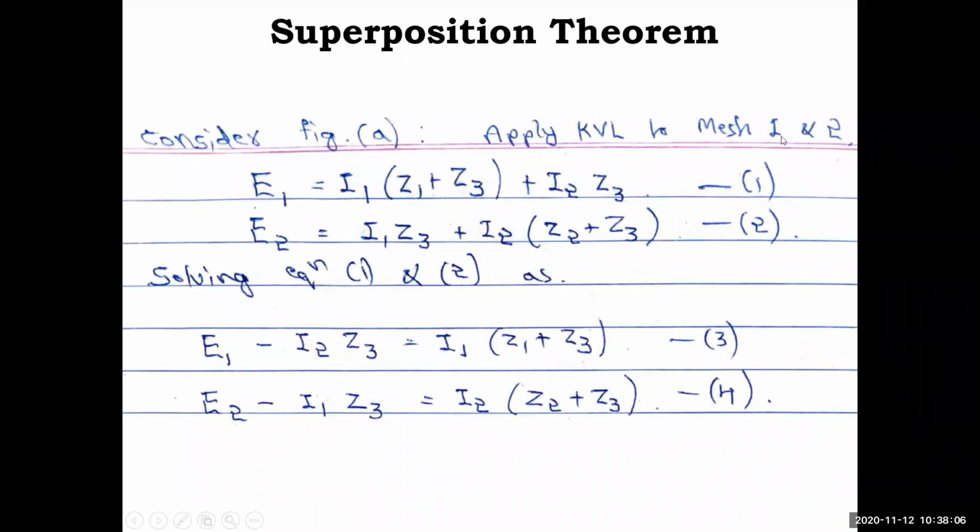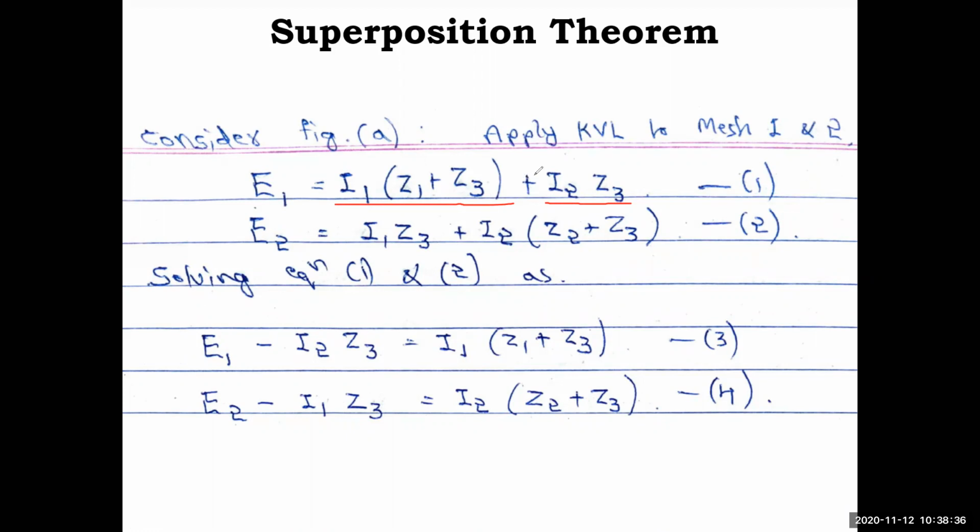In figure A we apply KVL to mesh 1 and 2. What I got is E1 equal to I1, and I have directly written the simplified one, because you know how we got this. You write the KVL and then simplify it in terms of I1 and I2. The expression is E1 equal to I1 Z1 plus Z3 I2 Z3. Here the minus sign is not there because I have taken one clockwise and another anti-clockwise.